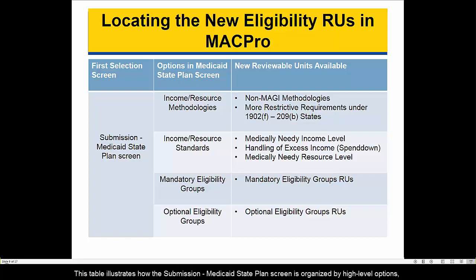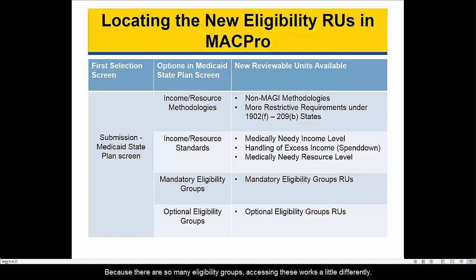This table illustrates how the Submission Medicaid State Plan screen is organized by high-level options, which correspond to the subsections within the eligibility section of the state plan, and then by RUs available in each subsection. For example, to include the new RU, non-MAGI methodologies, you will first click on the Income Resource Methodologies option, and then you can select the non-MAGI methodologies RU.